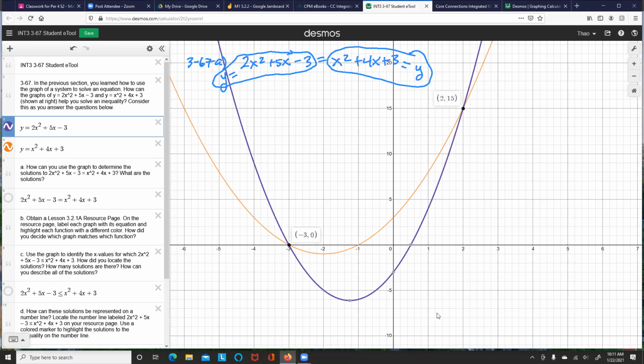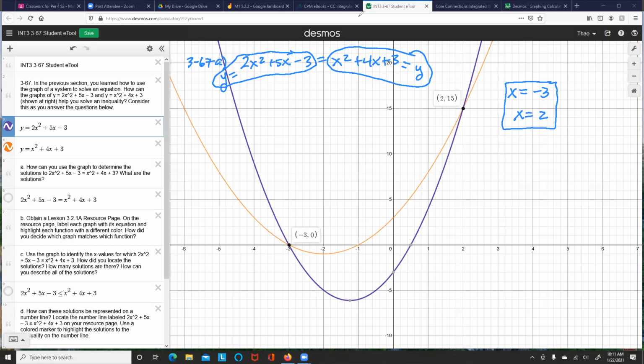So let's write that down on our paper, in our notebook. x equals -3 and x equals 2. Those are our two solutions for part A that you're writing in your notebook.